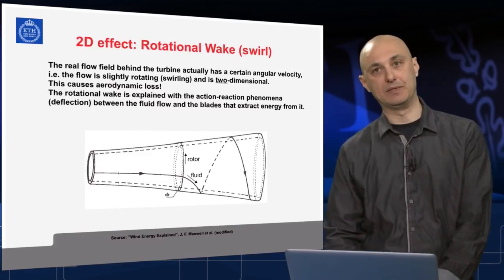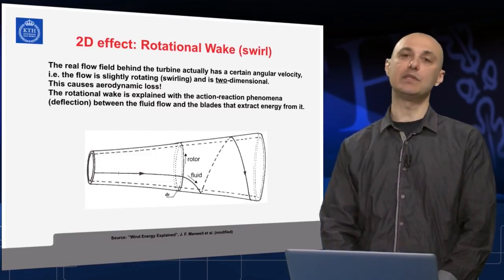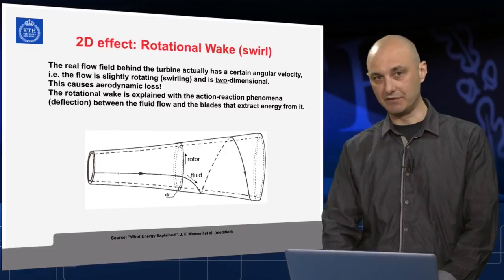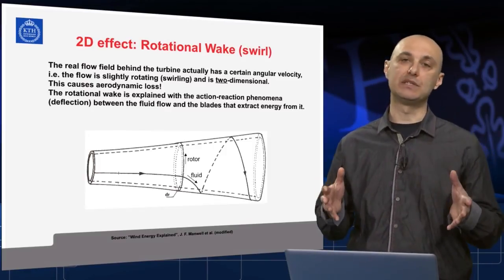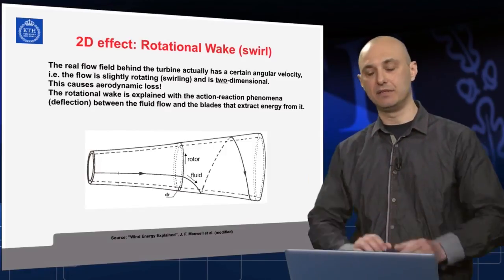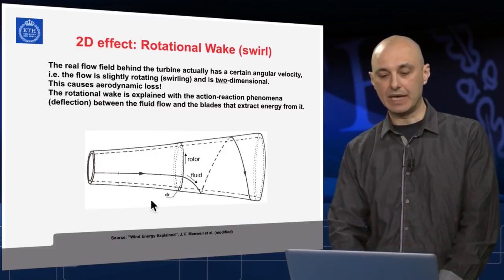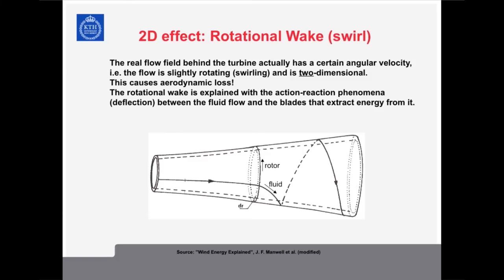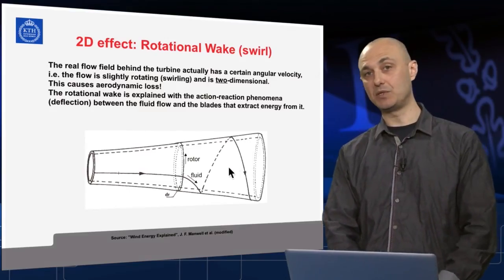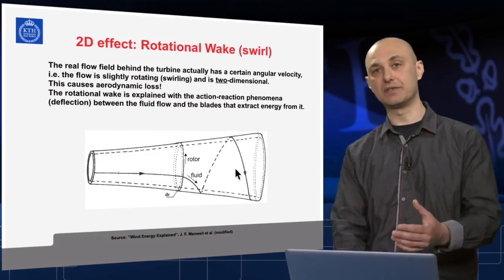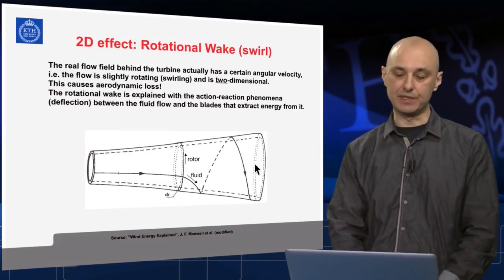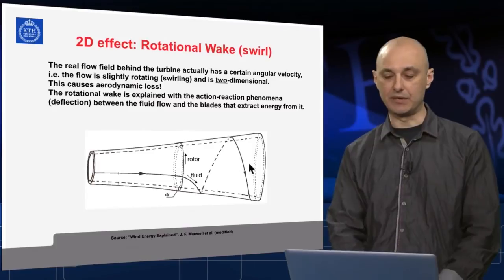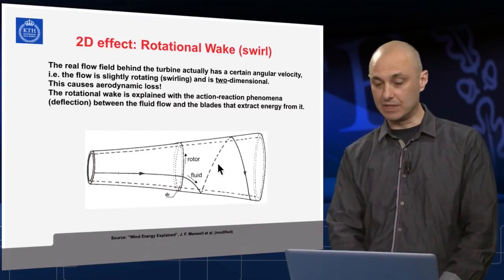What actually happens behind the turbine, and this is a result of using the lift force, which slightly deflects the fluid, is that continuing its path behind the rotor, the fluid starts to rotate. The situation is not one-dimensional anymore, so this is the first stage of adding complexity of a real-life scenario of what really happens with the turbine.